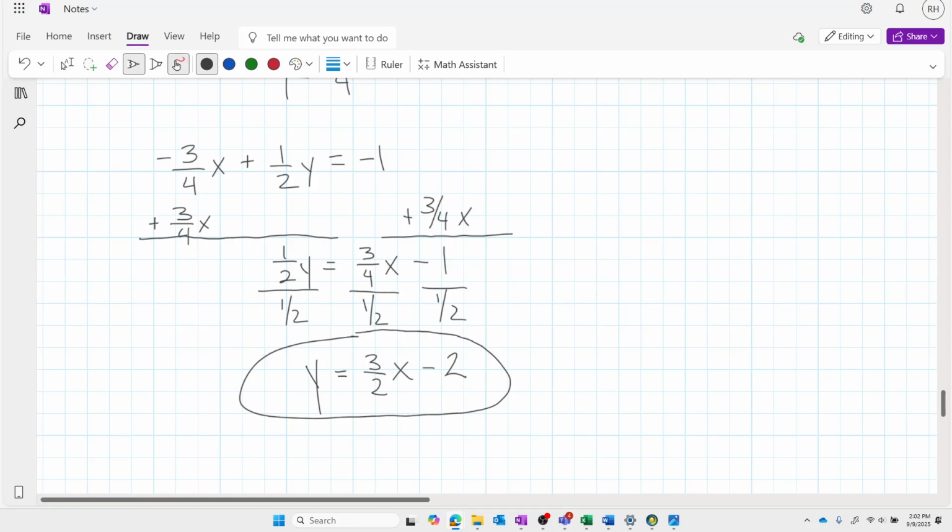Practice today will be on page, I'm going to call this page 78. We're doing 12 through 26, even. And you got 10 topics this week.